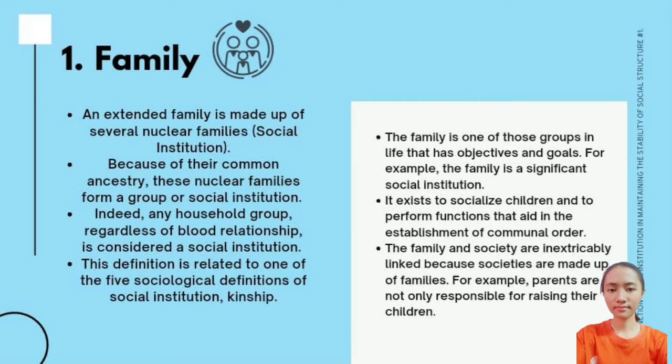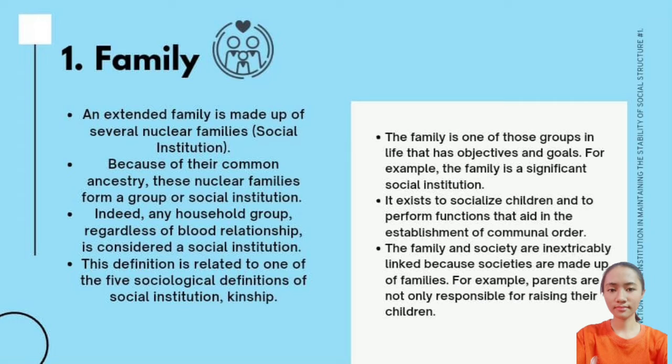An extended family is made up of several nuclear families. Because of their common ancestry, these nuclear families form a group or social institution. In addition, any household group, regardless of blood relationship, is considered a social institution. This definition is related to one of the 5 sociological definitions of social institution, kinship.